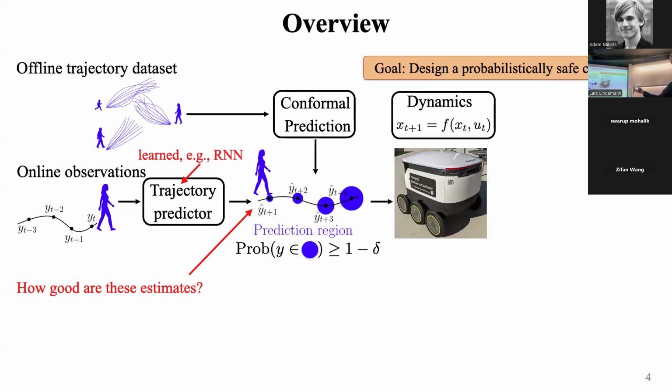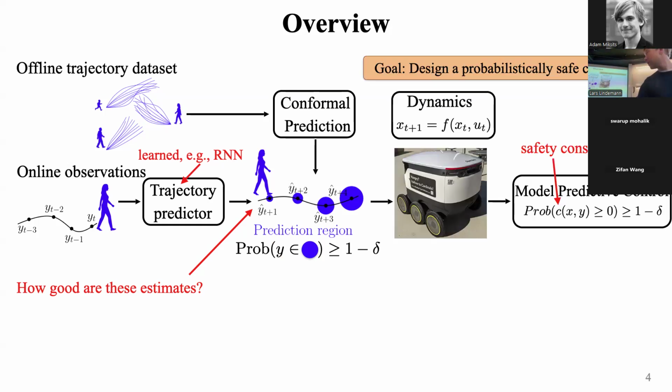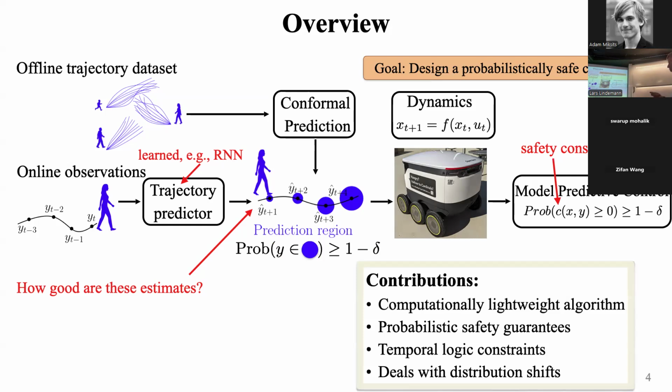We'll forward these to our robots, where we know the dynamics. In this case, we design an MPC that achieves that a safety constraint C, which acts on the system state or system trajectory X and the trajectory of the environment, is non-negative with high probability. Contributions here are computationally lightweight algorithms with statistical guarantees, and we'll see how we can deal also with temporal logic constraints very briefly. And we'll, for the first time, talk about distribution shifts. We'll get back to your question.